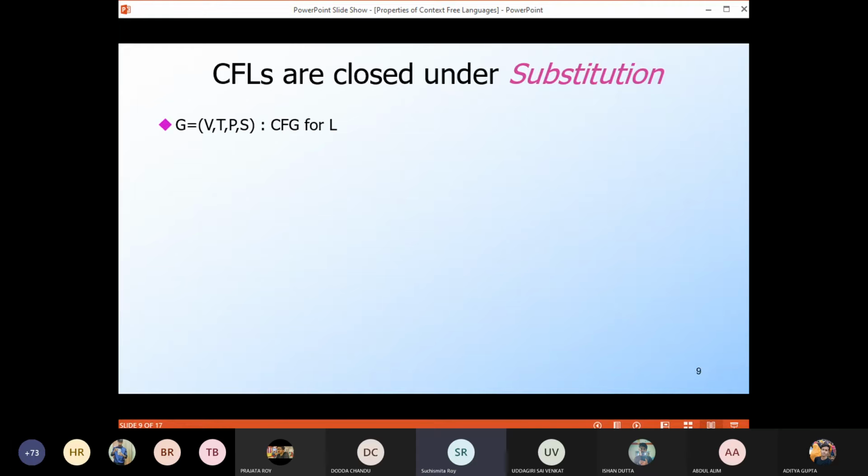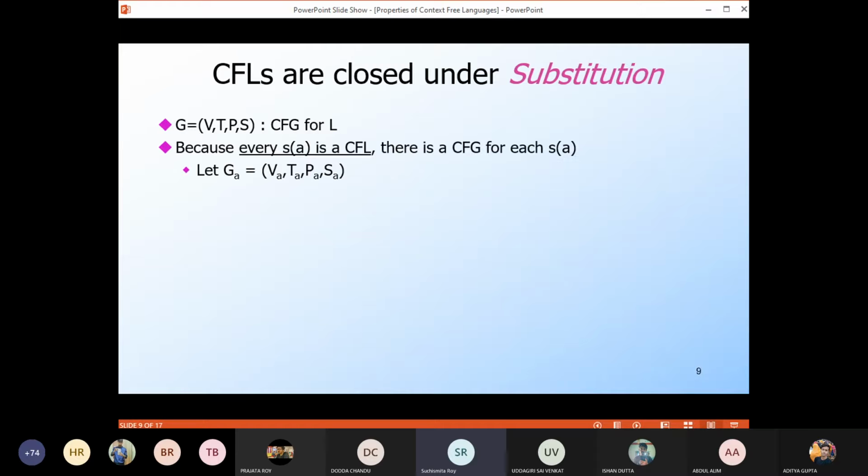So first you have the grammar given for a language. Now for every... remember, what is this A here in the second statement? Anybody? What is this A here in the second statement? SA.